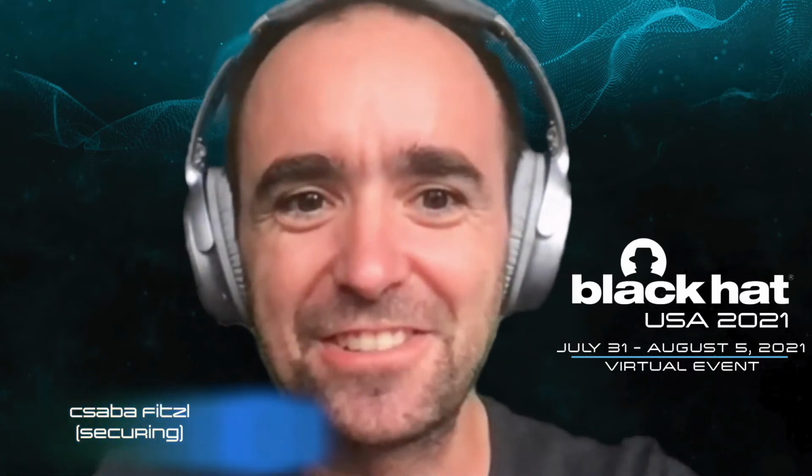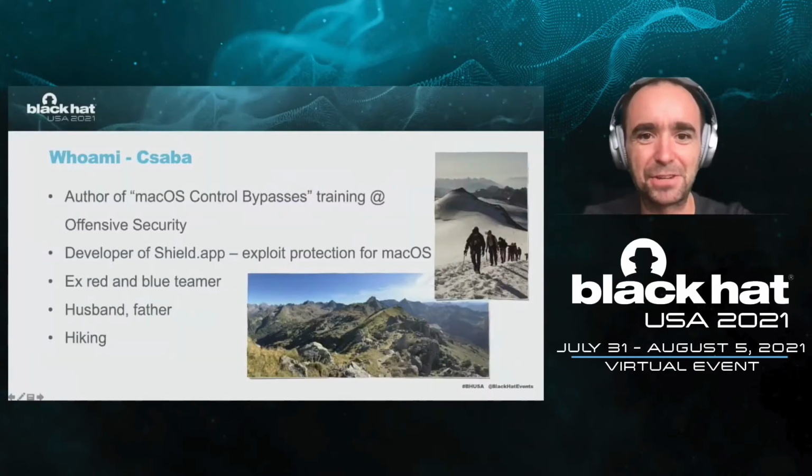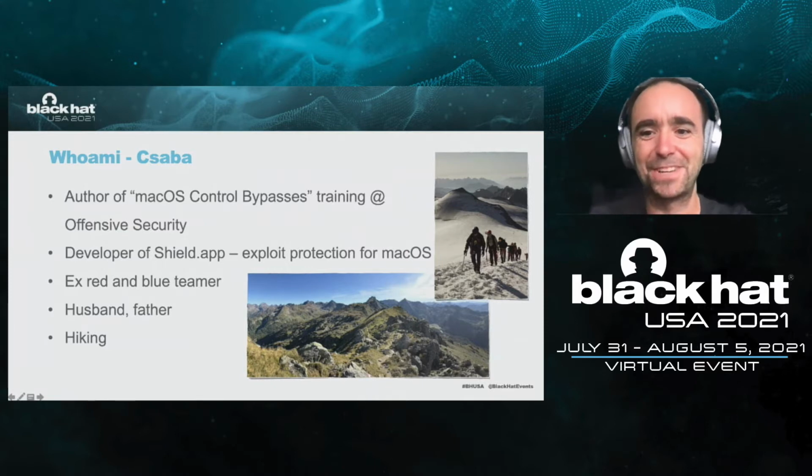My name is Csaba Ficl. I'm currently working at Offensive Security, and I'm the author of the upcoming macOS control bypasses training. I have an open source app called Shield, which can be used for exploit protection on macOS. I used to be a red and blue teamer for a very long time. Before that, I'm married, have 2 kids, and I love to spend my time in the mountains.